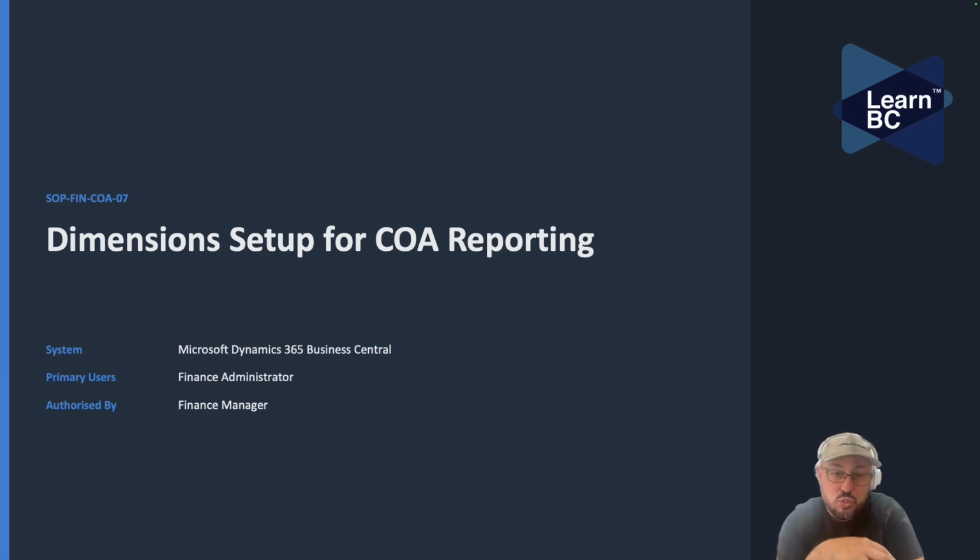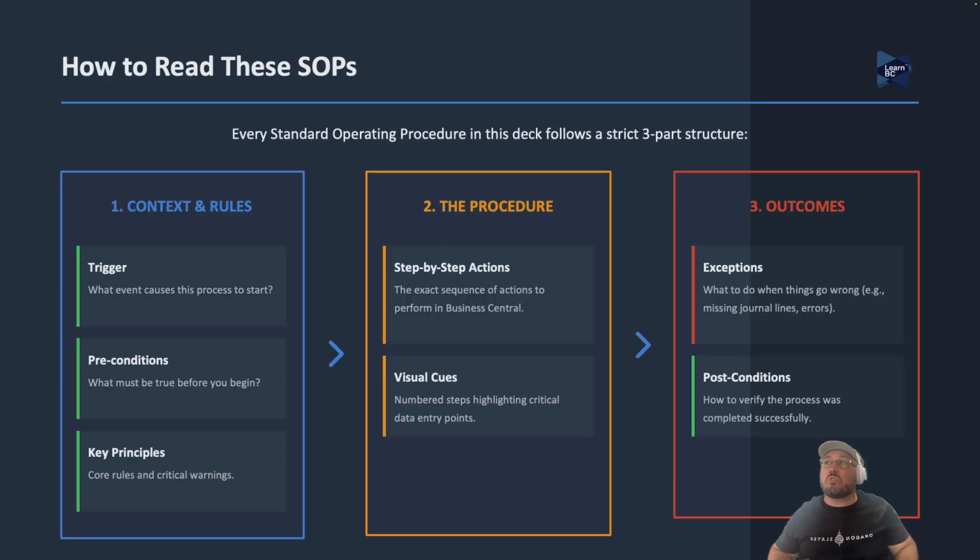It's better that you do the deep dive early, use the dimensions, and be able to tear apart your financial records in basically pivoting it in all sorts of directions. Before we get into this, remembering how we run our workshops, we'll go through the context and rules, the trigger, the preconditions, key principles, the procedure step by step, and I'll give you visual cues, the outcomes, the exceptions, and what the post conditions look like.